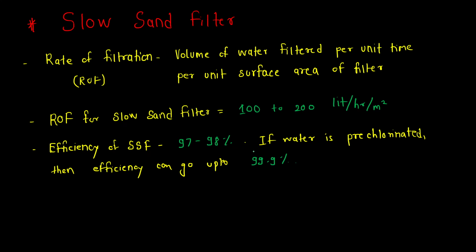Okay, so we can say that this slow sand filter is a one-man army. This alone can purify the complete water, and all the harmful organisms, colloidal particles, microorganisms, all the impurities can be removed efficiently with the help of this slow sand filter. The only problem with the slow sand filter is the rate of filtration. The rate of filtration is very slow.